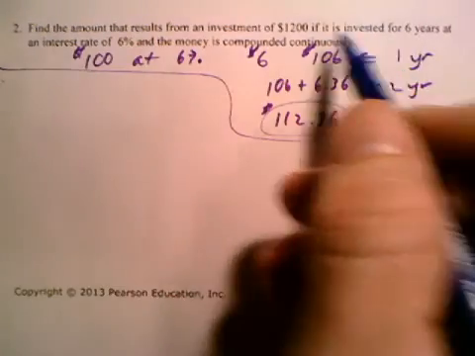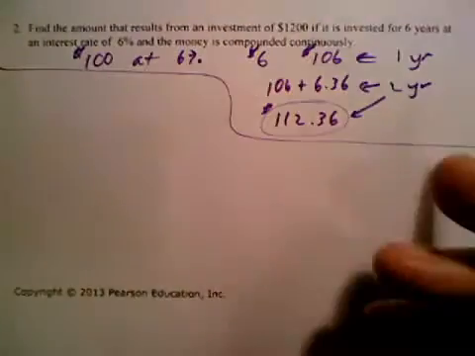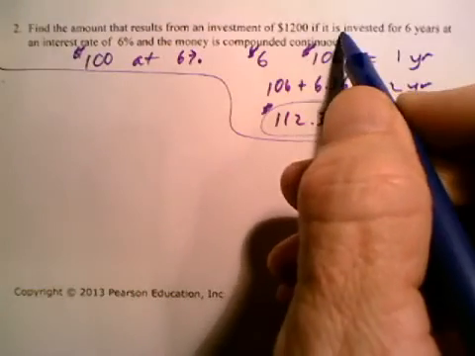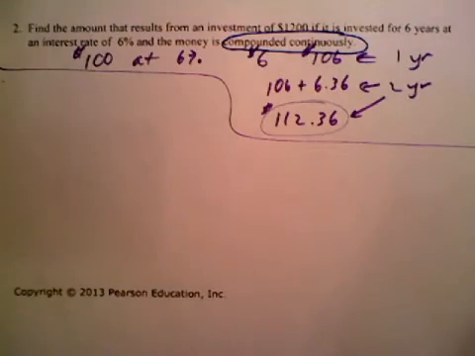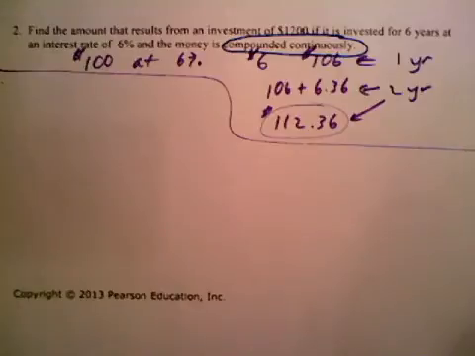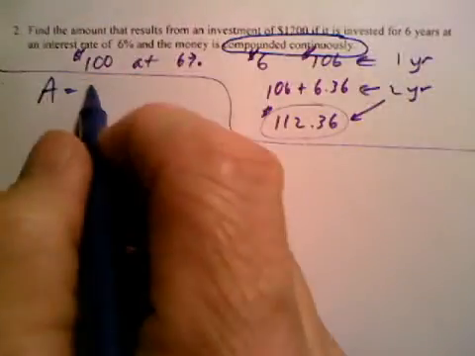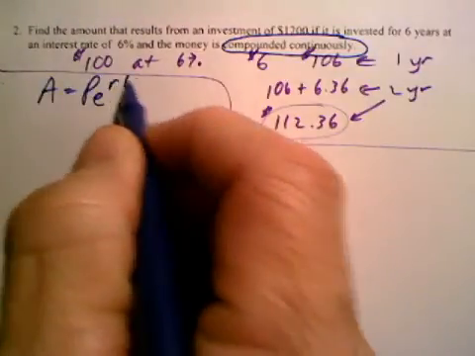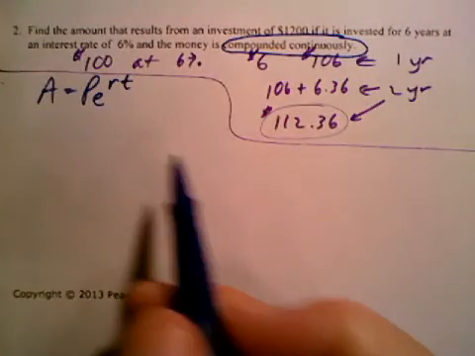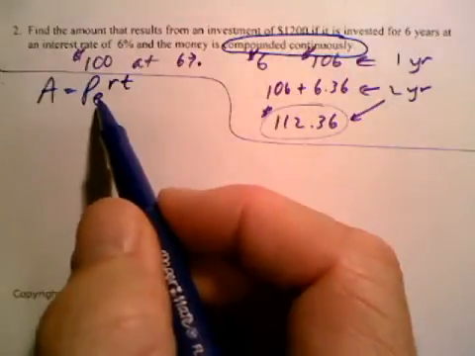So if you notice, everything in the second problem is exactly the same as the first problem, with the exception of the interest now is going to be compounded continuously. Now continuously we have a different formula. The continuous compounding is A equals P times e to the RT. Okay? That's the formula. So when you know that your interest is compounded continuously, you'd use this formula.